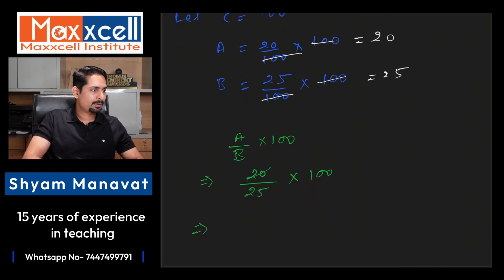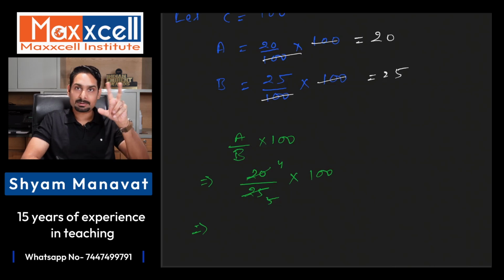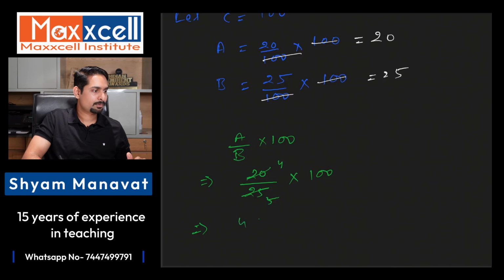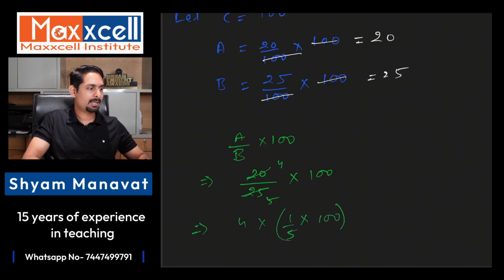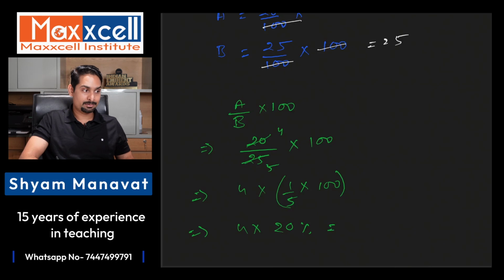Simplify. 5 4s are 5 5s are 4 by 5 into 100. 1 by 5 into 100, fraction percentage. 1 by 5 into 100, correct, 20%. So 4 into 1 by 5 into 100, this I am writing for you to understand. Otherwise I would have directly said what? 4 into 20%. This also I will not write because I need to save time. So 4 into 20 is how much? 80%.